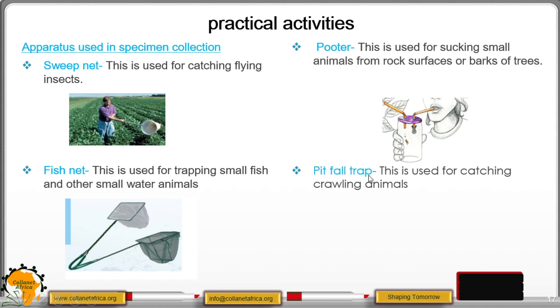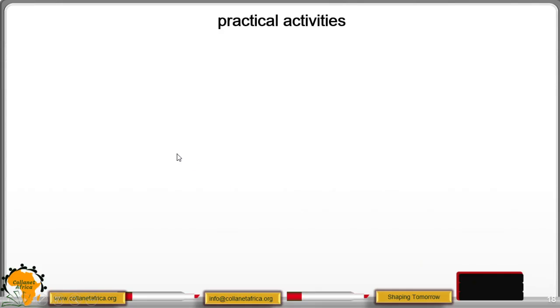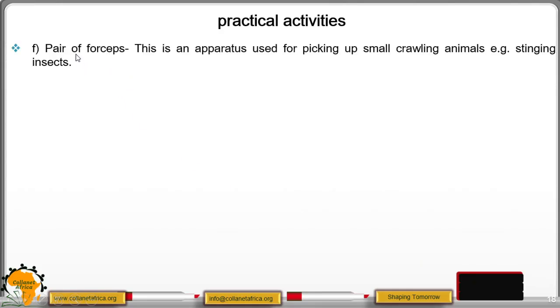Pitfall trap is another apparatus, and it is used for catching crawling animals. You can see these animals that crawl on the floor, like cockroaches. Another apparatus is called a pair of forceps, and this one is used for picking up small crawling animals like stinging insects. Those insects that bite are called stinging insects. So a pair of forceps is used.